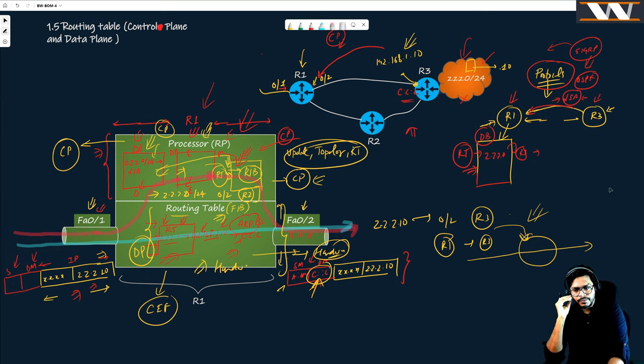Okay, so when we're talking about FIB or CEF, a new kind of table is being generated. And that's where your ARP is also associated with the next hop. You are right, and that makes the movement of the packets faster. Okay, got it. Thank you.